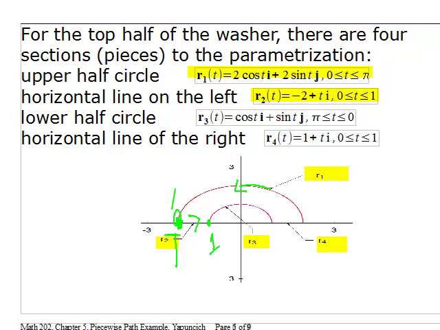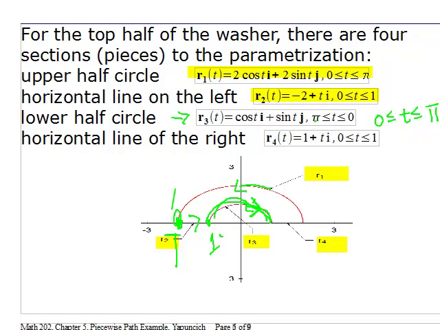Now, for the lower half of the circle, we need to go in this direction, but the limits of integration are going to be between pi and 0. Usually we write 0 less than or equal to t less than or equal to pi. At any rate, we're going to integrate not from 0 to pi, because that would carry us in this direction. We're going to integrate from pi to 0 in order to go in this direction. That's really the only trick here.